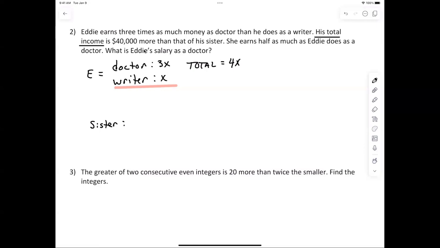What's 3X plus 1X? Say it again. 4X. Do you agree? Right or not? All right. Now, his sister, she earns half as much as Eddie does as a doctor. So how much does she actually earn?